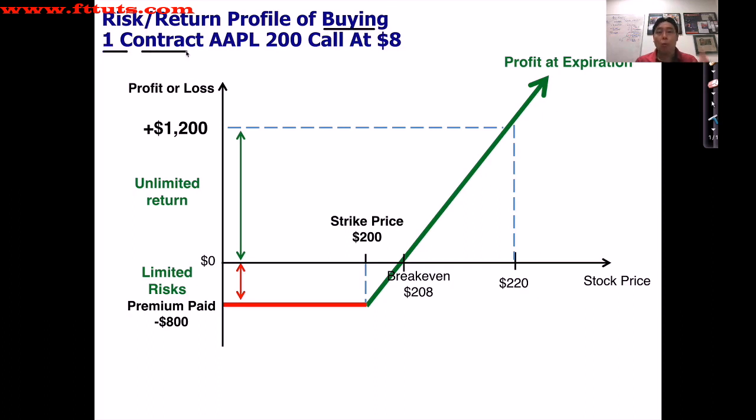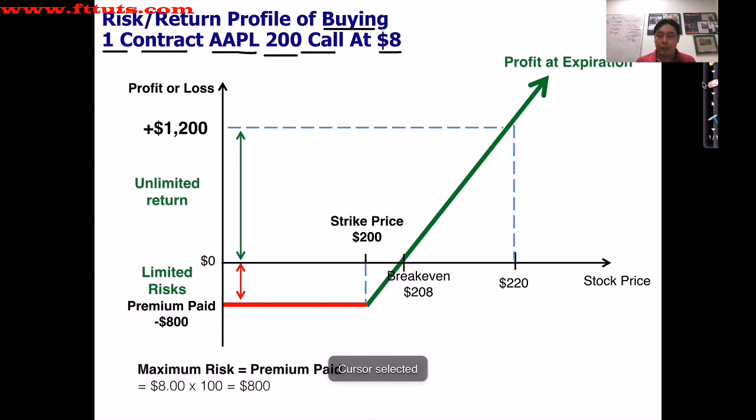one contract. One contract is always 100 shares. You're buying one contract of Apple calls with a strike price of $200. We are paying the premium of $8. So what's our maximum risk in buying the call option? Our maximum risk is the premium that we pay, which is $8. $8 multiplied by 100 shares is $800. So the maximum risk is $800.